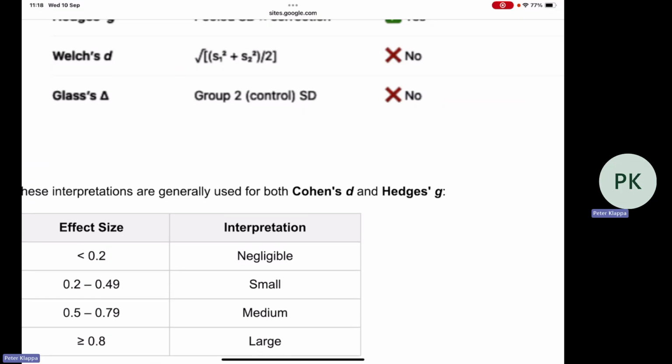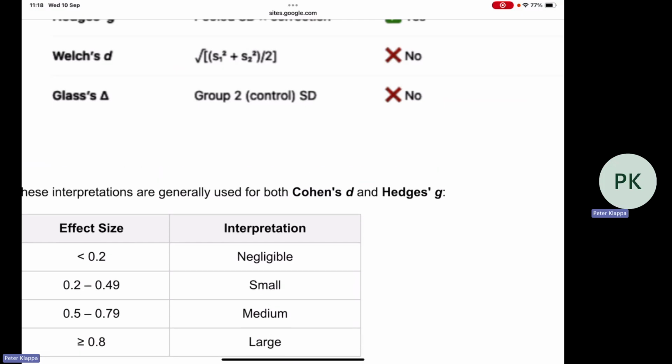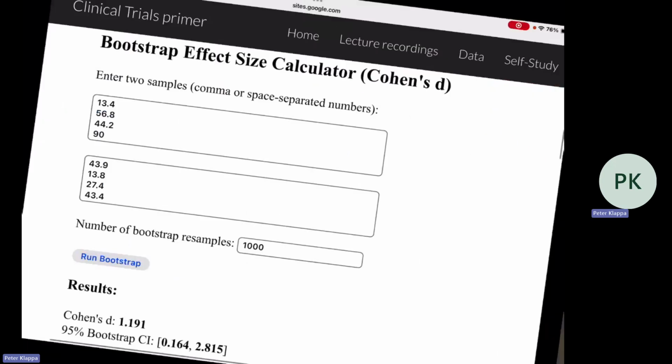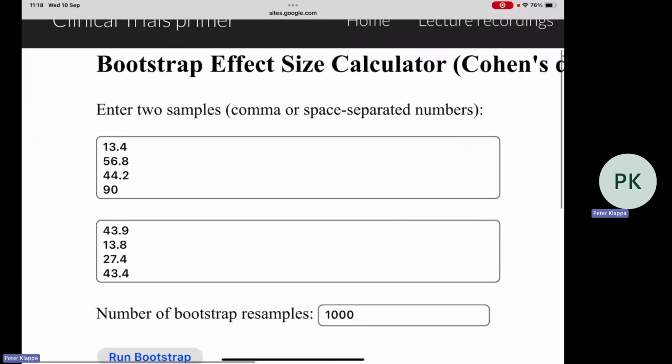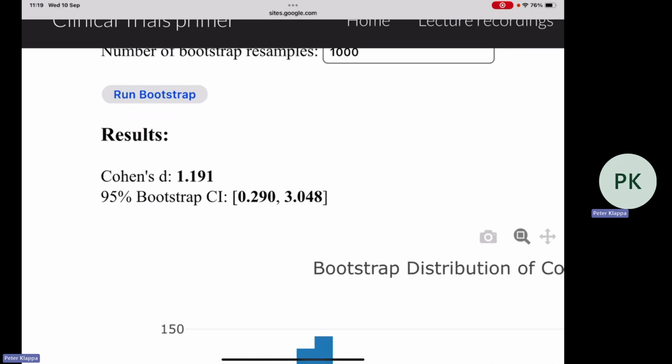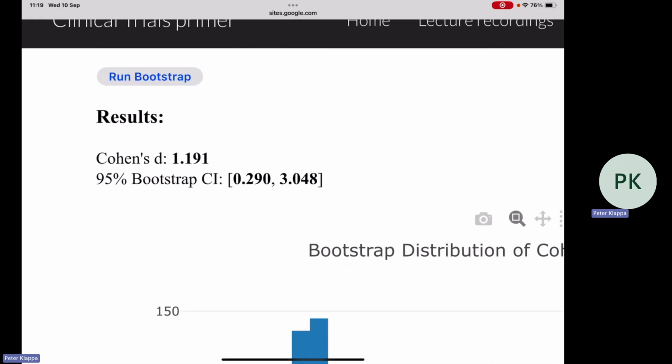So I have put in the number of our test where we said we reject the null hypothesis with drug and without drug. All you need to do is enter the data into these two boxes and then click Run Bootstrap. And it will give you a value for Cohen's d. So in this case, it will be 1.2.